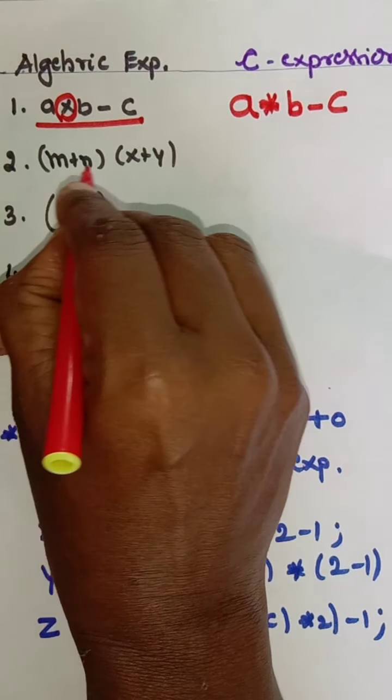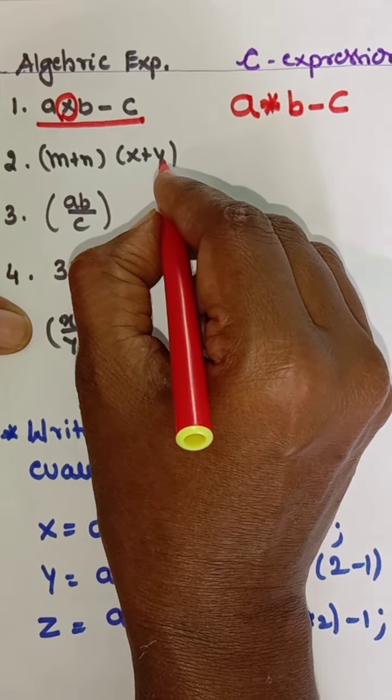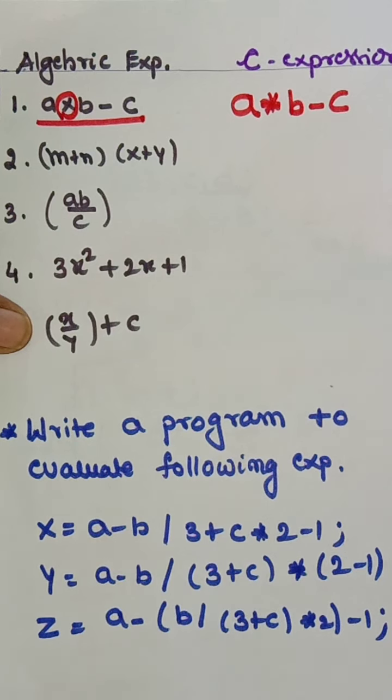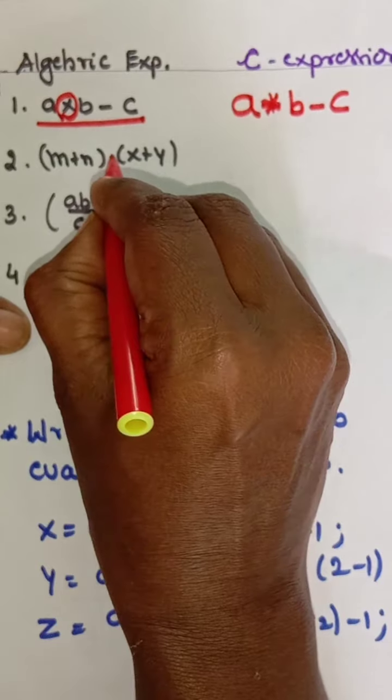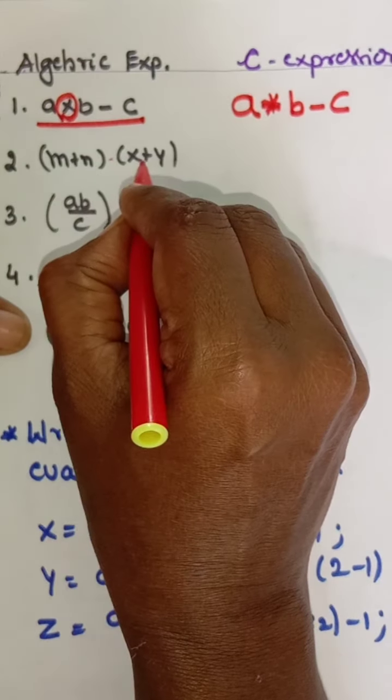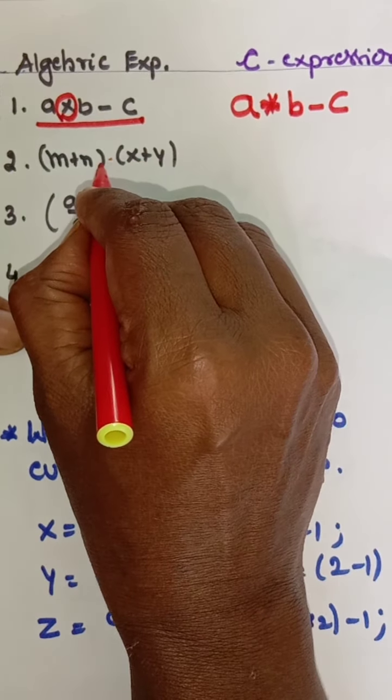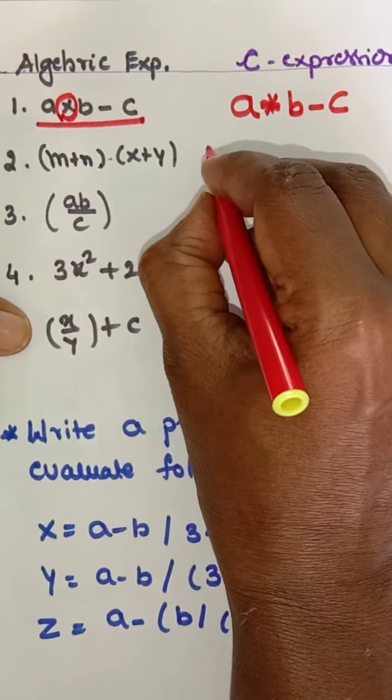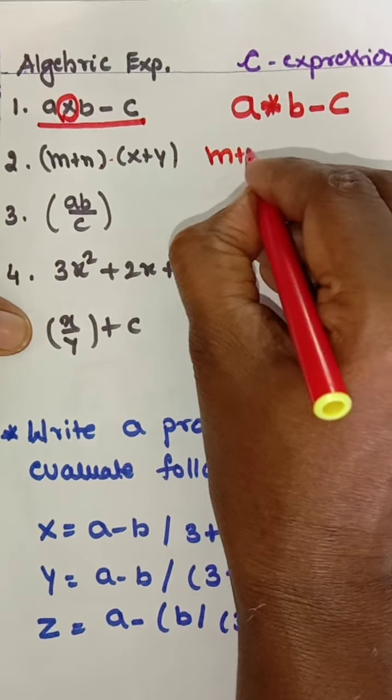Similarly, here m plus n into x plus y is there. How to write it? m plus n into x plus y. Only one thing you have to change. What is that? Without this, if we write in the simple algebraic equation, it is multiplication. Correct? Here how do you have to write? m plus n.